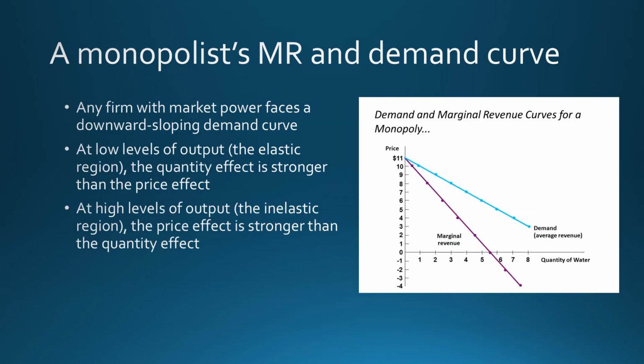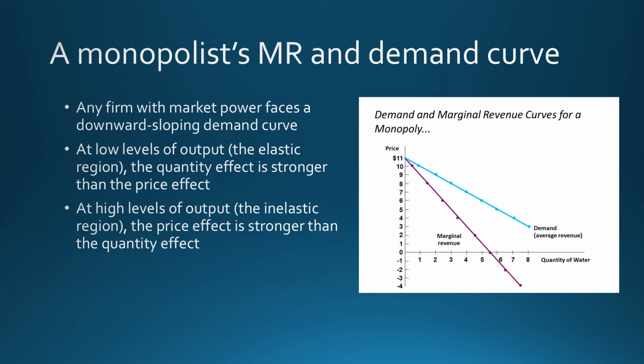All right, speaking of imperfect competition, it's not just monopolists who have this downward sloping marginal revenue curve. Any firm that has market power has a downward sloping demand curve, and in turn will have a marginal revenue curve that is below their demand curve. At low levels of output, also known as the elastic region of the demand curve, the quantity effect is stronger, meaning that lowering the price and increasing the output will lead to an increase in total revenue. However, at higher levels of output, the inelastic region, the price effect is stronger than the quantity effect, so increasing output will lead to lower total revenue.